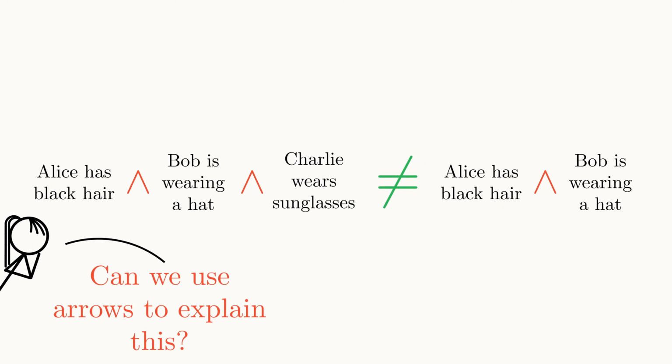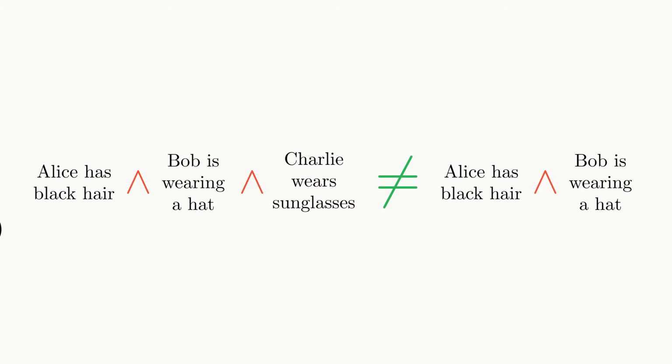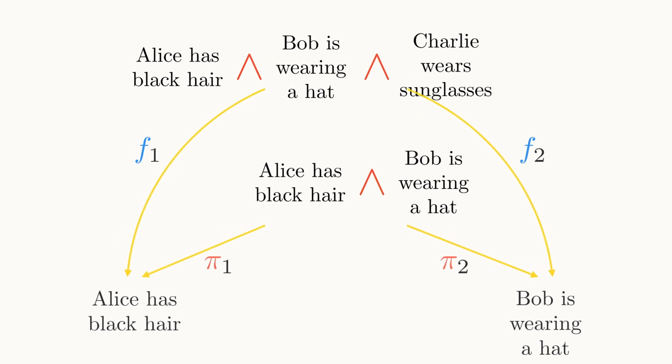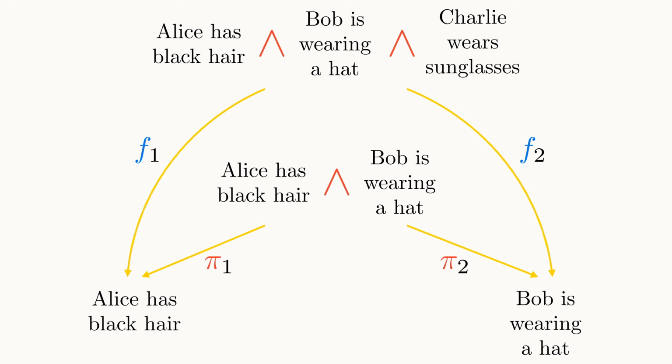But we need to explain this difference in terms of purely categorical concepts if we want to define conjunction within any category. This is where step 2 of our universal construction method comes in handy. We're going to see how this unwanted proposition relates to the conjunction we want by thinking about proofs between them. Remember that our desired construction is true precisely when both of the propositions Alice has black hair and Bob is wearing a hat are true.